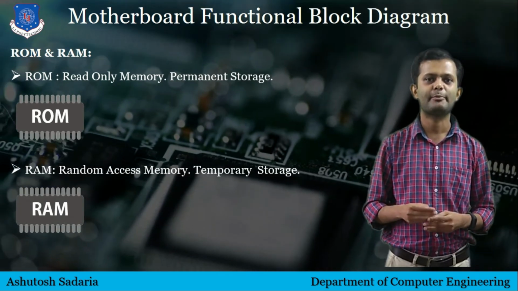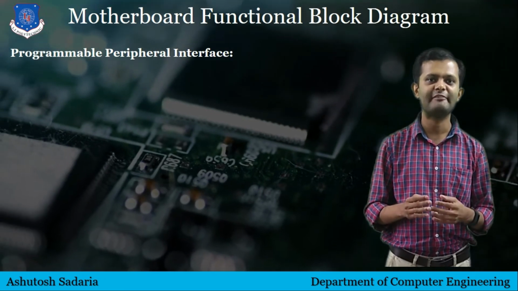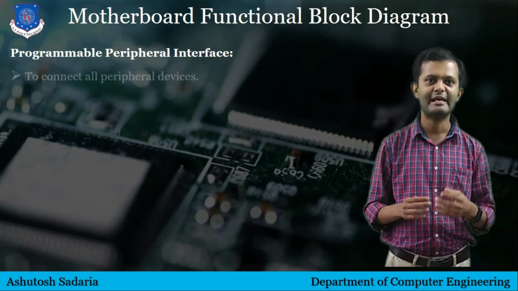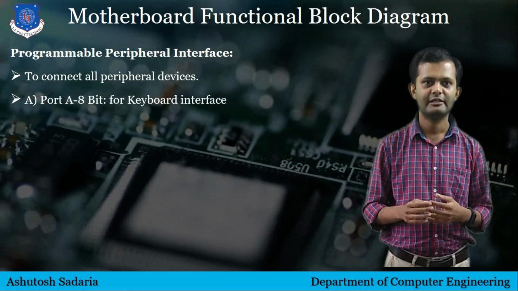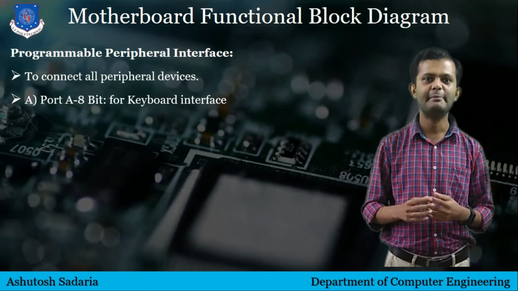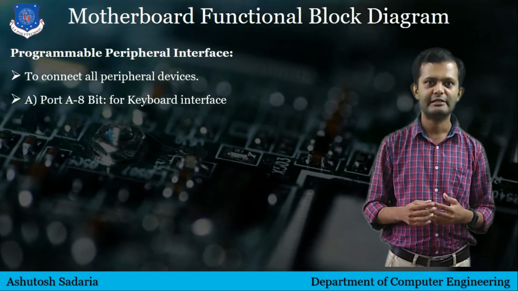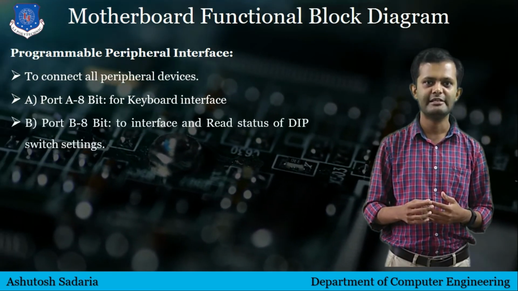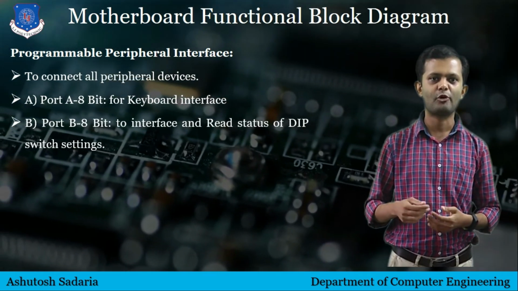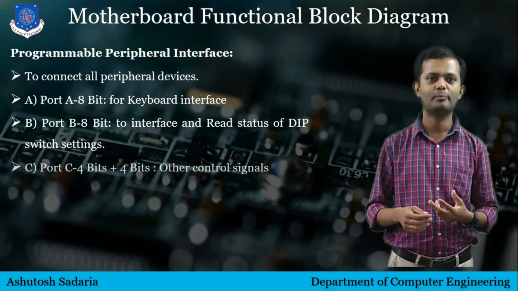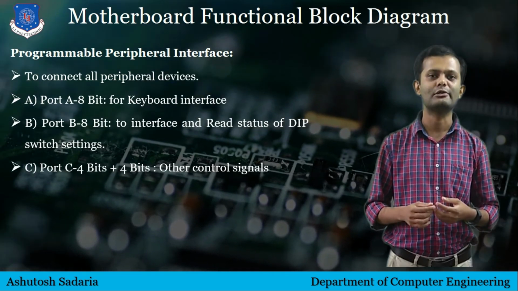The next component is the Programmable Peripheral Interface. The Programmable Peripheral Interface connects all the peripheral devices and relays data from all the devices to the processor. There are three parts of the PPI. First is port A. It is an 8-bit port used to connect the keyboard interface. The next is port B. It is used to interface and read the status of DIP switch channels. Port C is 4 bits plus 4 bits. It means there are two different ports of 4 bits. Those ports are used for sending other control signals.